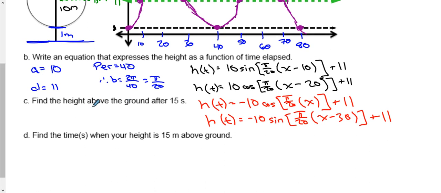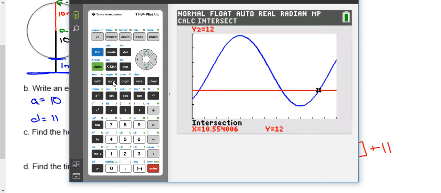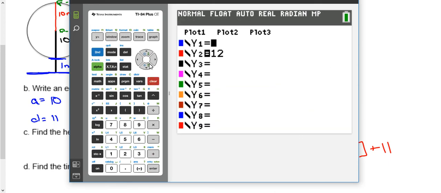Find the height above the ground after 15 seconds. So if you had your grid here, 15 is just halfway up, so you know it's going to be higher than 11. Go to your graphing calculator. Let's type in one of these equations and set our window setting proper, and then we should be good. So again, let's choose just any of the equations. It's perfectly fine. I'm going to go with the negative 10 just because we haven't done this too often.